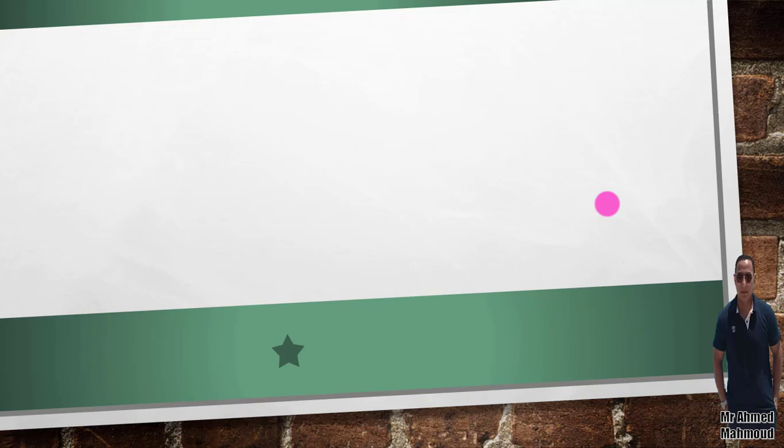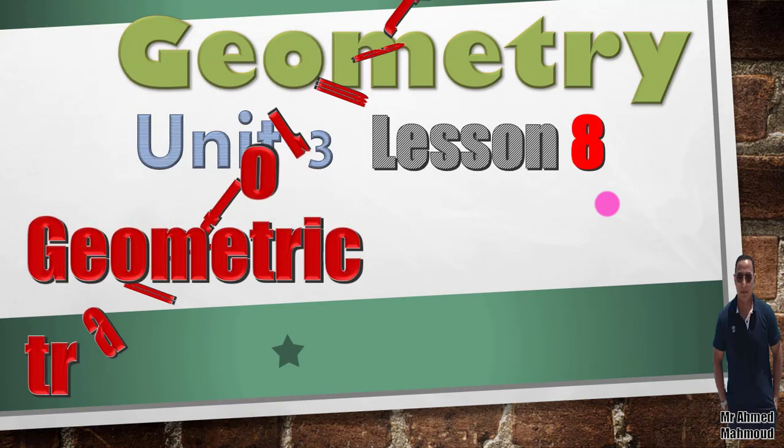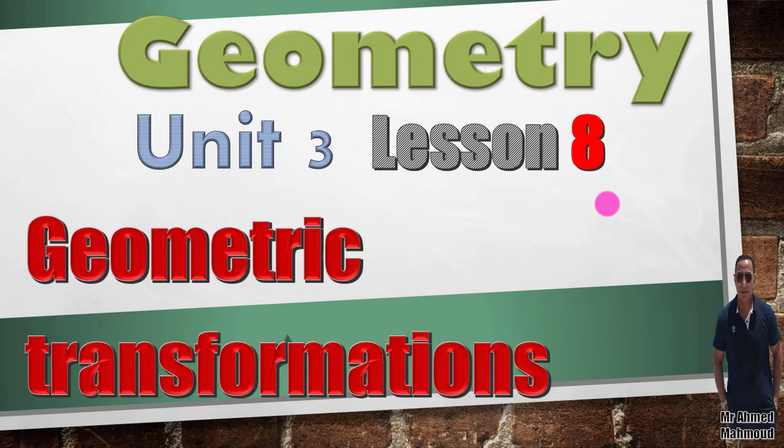It's Mr. Ahmed Mahmoud with you today to introduce a new mathematics lesson. Today, inshallah, we have Geometry Unit 3, Lesson 8. The lesson is called Geometric Transformations. Geometric transformations means that we change the position or the size of a geometric object by using three transformations called reflection, rotation, and translation. You have studied these already in the primary stage, but we are going to take new properties for them. Let's start the lesson.